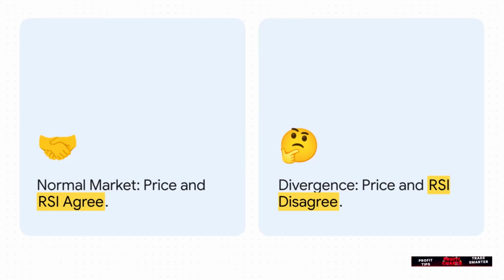Simple as that. Now, in a healthy, normal market, the price and the RSI are in sync. They agree. If price makes a new high, you'd expect the RSI to make a new high too. It makes sense, right? But divergence is when they start to argue. Price goes one way, but the RSI goes the other way. And that disagreement, that's our signal.